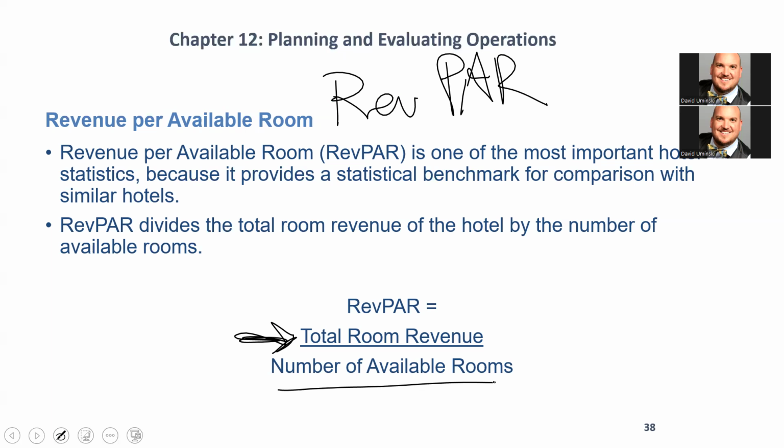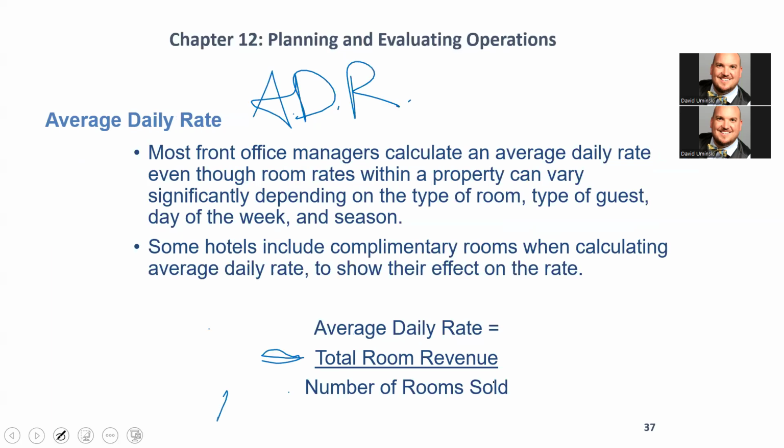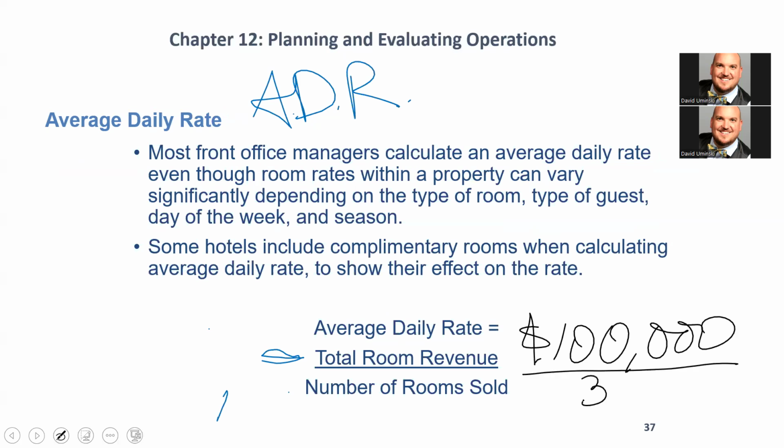Let's do just a quick example. Let's say we made $100,000 and we sold 300 rooms. What is our ADR? 1,000 divided by 3 is 333.33, right? So my ADR is $333.33.